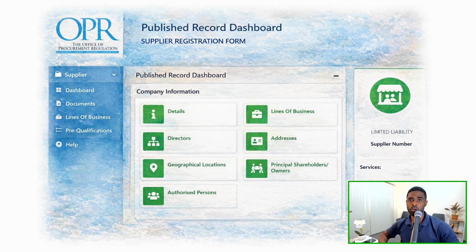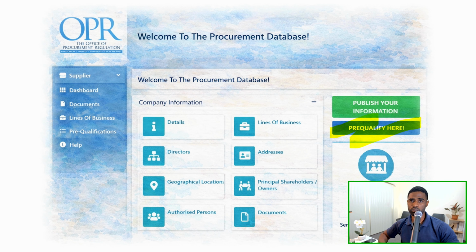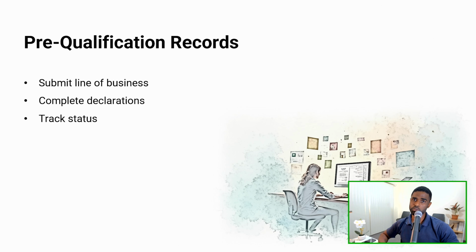So after publishing, you submit pre-qualifications for a line of business. You complete each declaration accurately and track the status. Pending doesn't always block opportunities, but approval reduces friction and improves confidence. Most rejections come from missing documents, publishing too early, or incomplete company information.